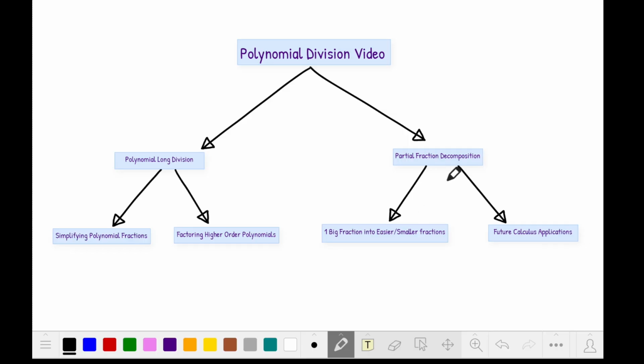And that is actually going to lead us to some future calculus applications where we're going to do stuff like integrals, we're going to do stuff like derivatives, and we're going to find that one big ugly fraction is going to take us way more work than a series of small fractions. So that's what the aim of today's video is. We're going to figure out long division to simplify fractions and then use that to factorize higher order polynomials other than 2, because remember that the quadratic formula only works for order 2 polynomials. And then we'll do partial fraction decomposition, where we'll have one big fraction and turn it into smaller fractions.